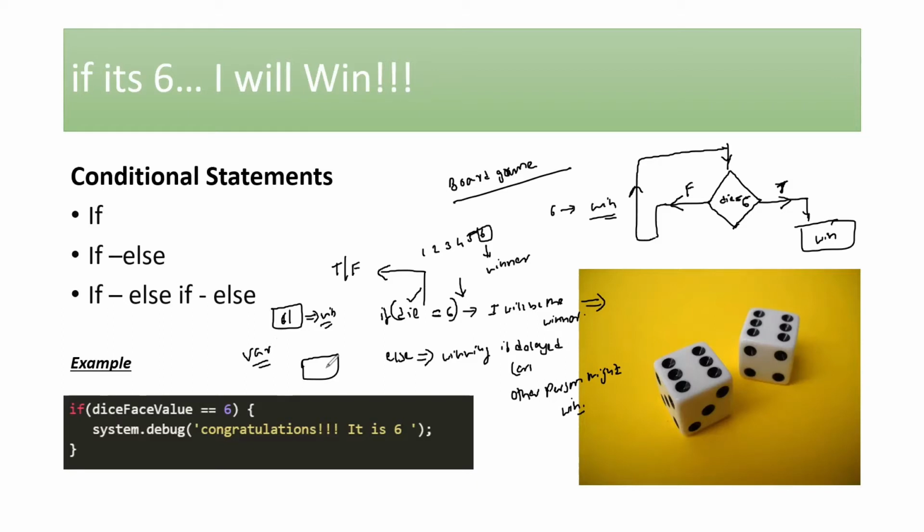For time being, since I do not have that option of rolling the die, let's assume that a random value would be generated here. Now let's say this value could be anything between 1 to 6. Now, if the die value is 6, I wanted to print a message in our debug log saying, congratulations, it is 6. Or you can pretty much write a debug log which says, congratulations, you have won the game.